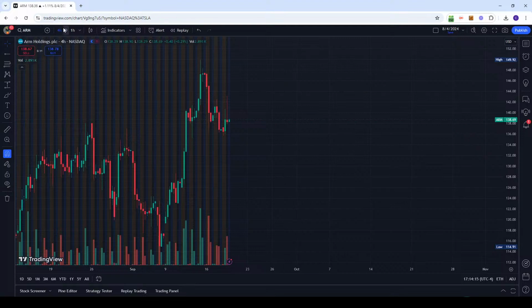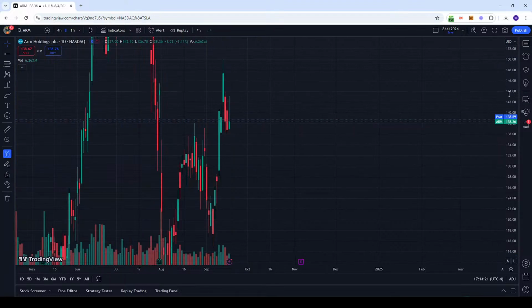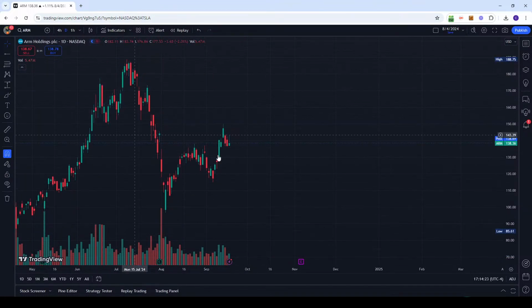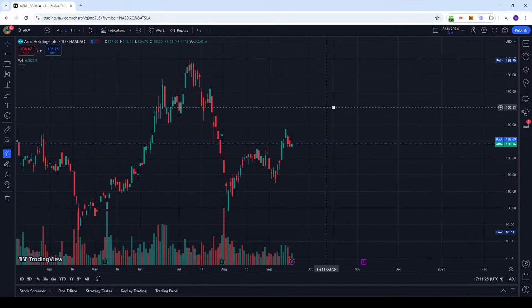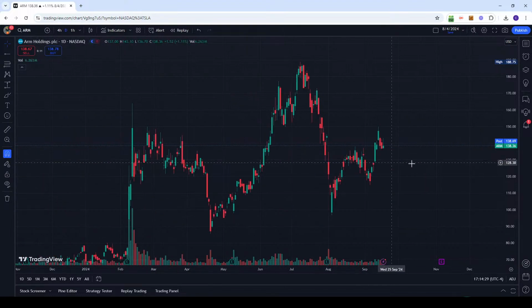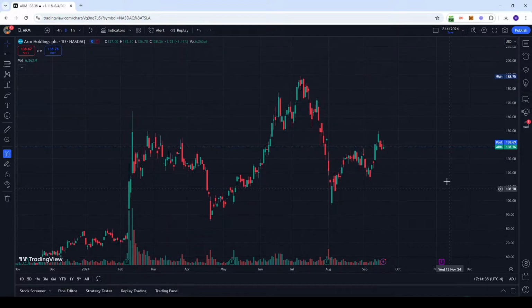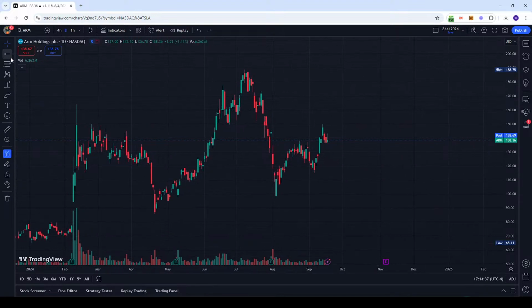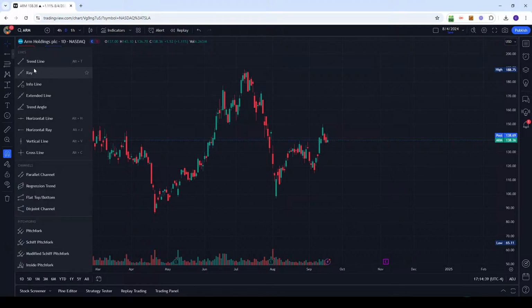And keep in mind, I can't switch over to the other screen because it's on my other computer, but ARM is on my watch list for semiconductors, because that is what ARM is involved with, right? So a lot of the movement you see on NVDA and some of the other things is influencing ARM as well. That's a head and shoulders pretty clearly as of right now.